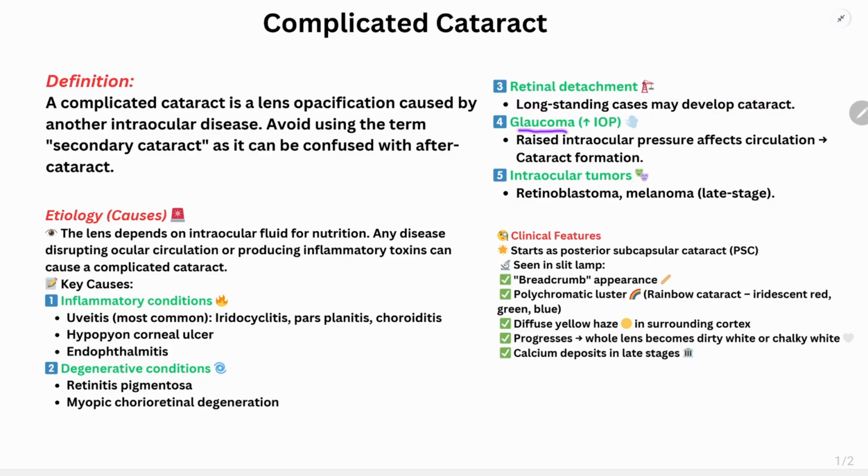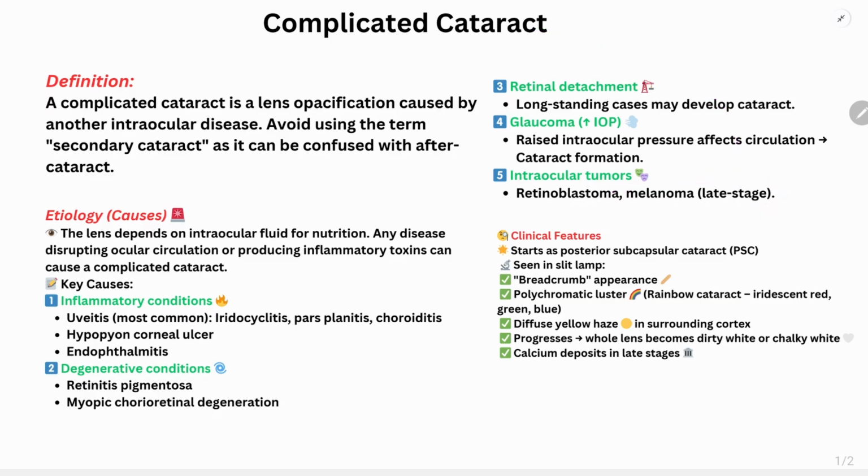Next one, glaucoma. In glaucoma there will be a defect in the visual field and increase in the intraocular pressure. So raised intraocular pressure affects circulation, which leads to cataract formation. And the last one is intraocular tumors. In childhood, we will get retinoblastoma, and in late stage of melanoma you will get this complicated cataract. So these are the causes that you must remember here.